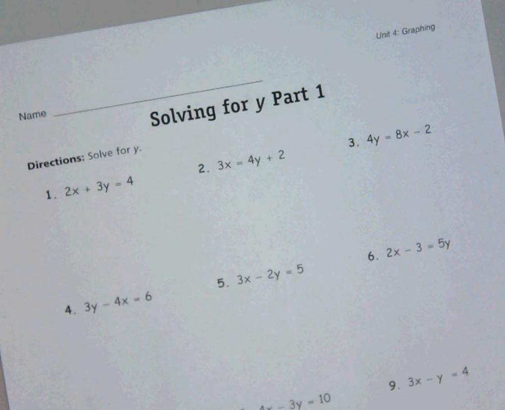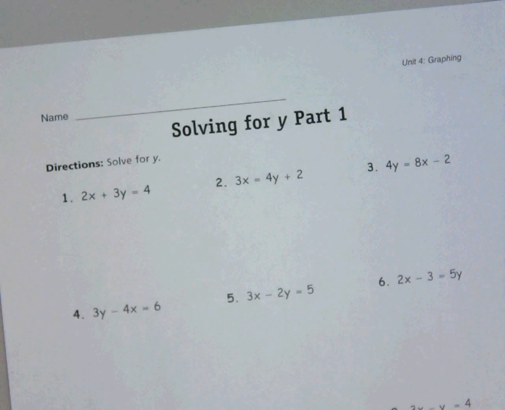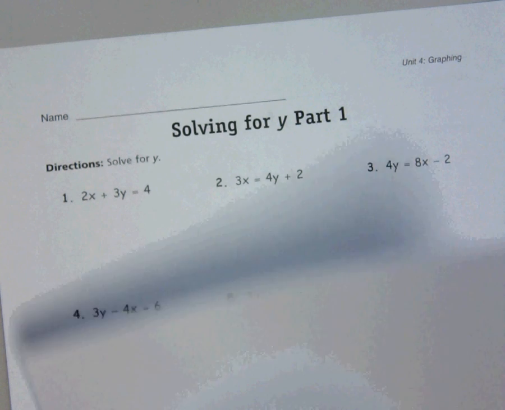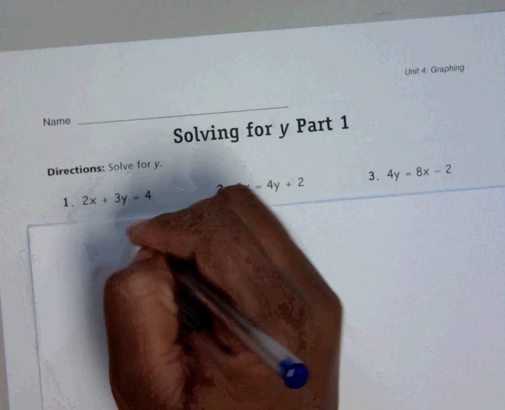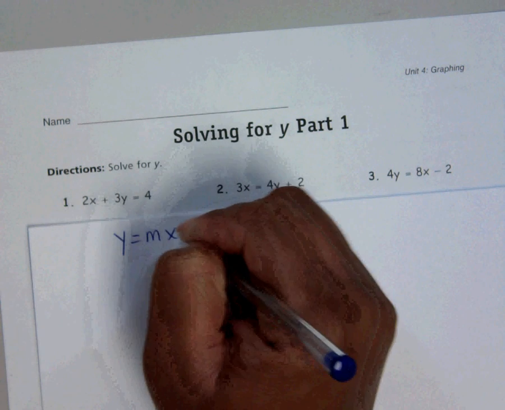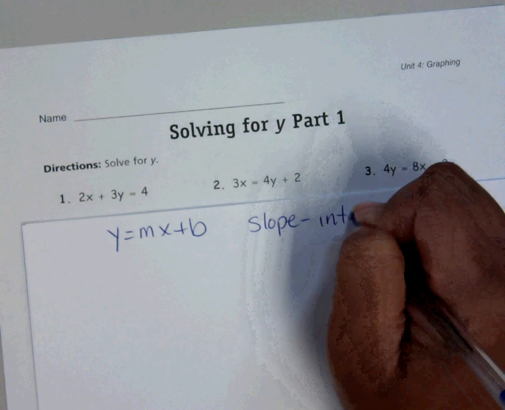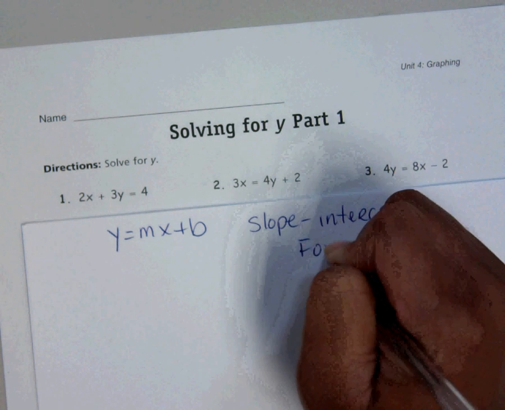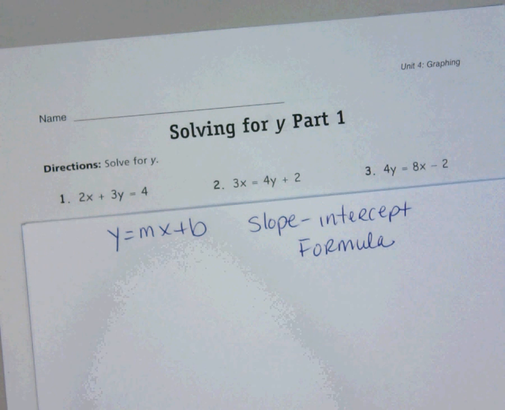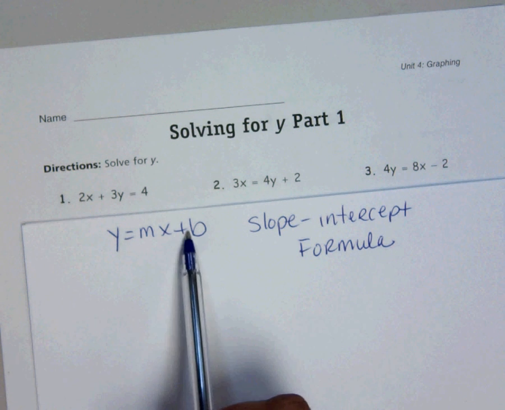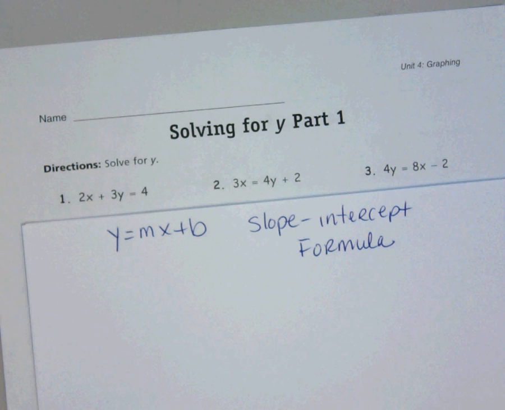I want to practice solving for y. And when you're solving for y, it's very important that you understand what we're doing. We want to make everything look like y equals mx plus b. Y equals mx plus b is our slope-intercept formula. And when we're solving for y, everything must look like this. So there are a few things you need to know about y equals mx plus b.